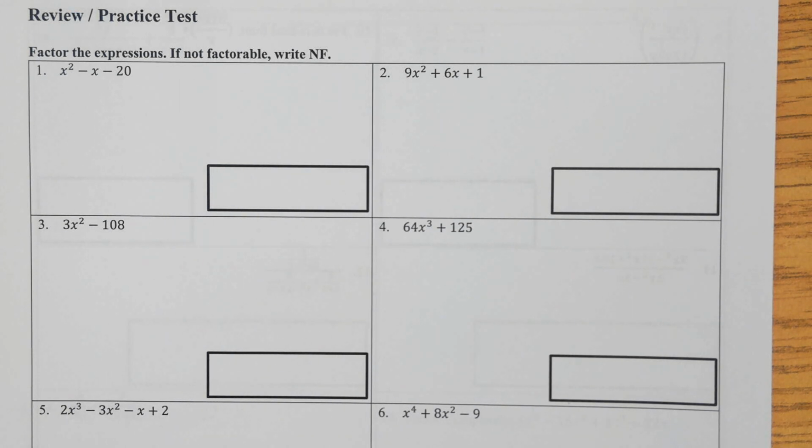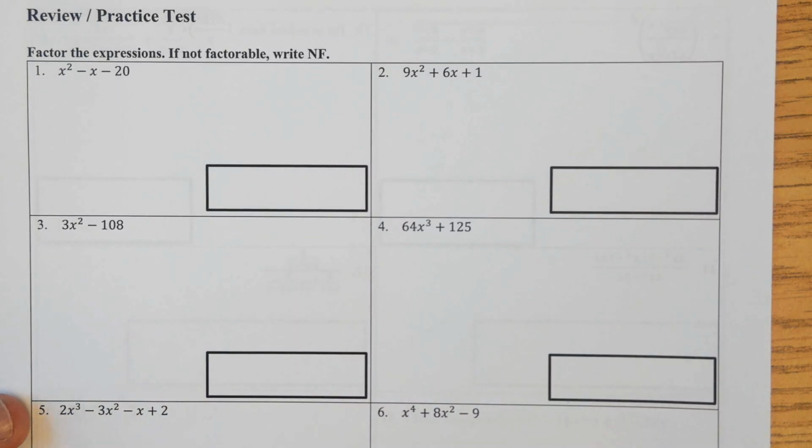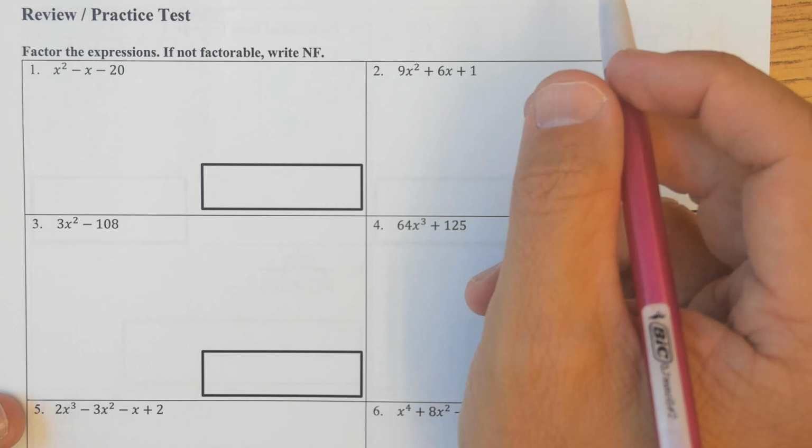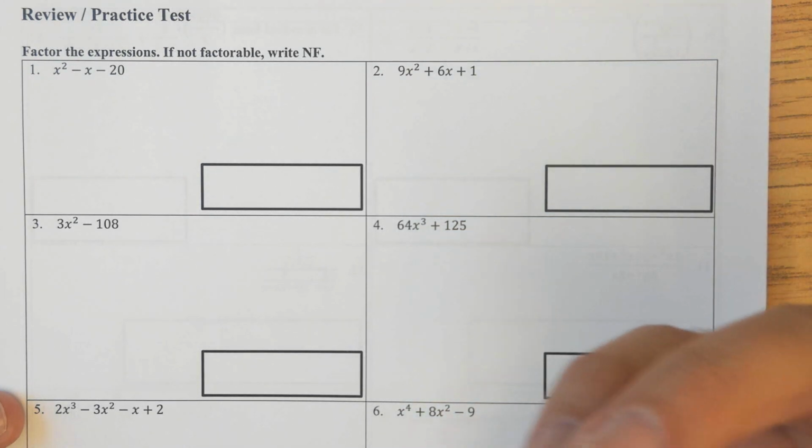All right, today we're going to be talking about our practice test slash review for the Unit 1 test over factoring, properties of exponents, multiplying, dividing, adding, and subtracting rational expressions. Okay? So this first one right here, I always look for GCF when I'm factoring. It says just factor the expression. If not factorable, just write NF.